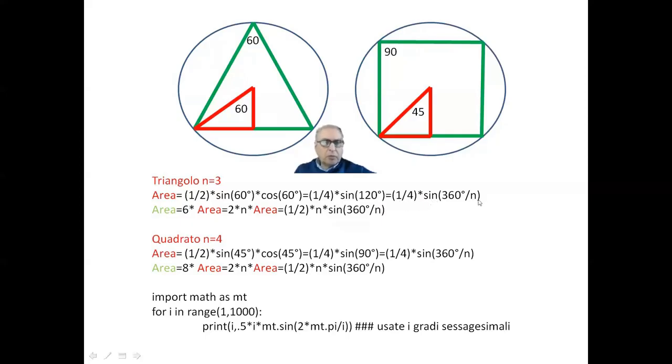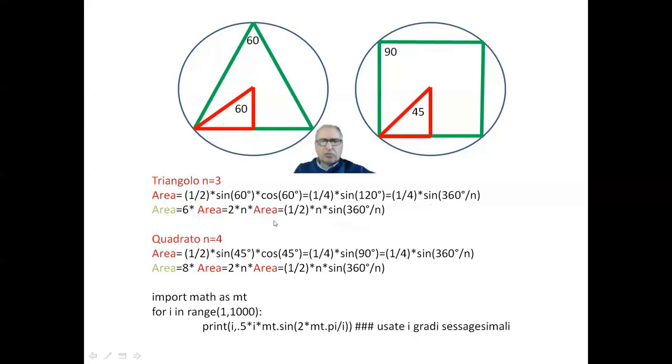From the construction, it can be seen that the green triangle is obtained by 6 times the area of the red triangle. But here too, let's bring in the number of sides, which is 3, and so we write it as 2 times n times the area of the red triangle. So in the end, we have this little formula, 1/2 times n times sine of 360 divided by n. This formula gives us the area of this triangle, the green one, obviously.